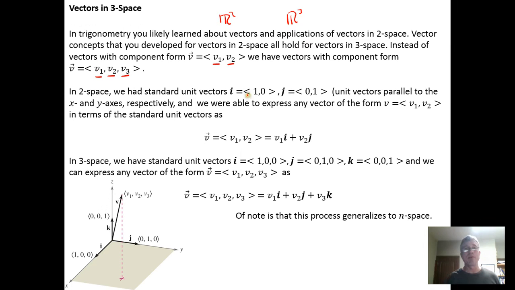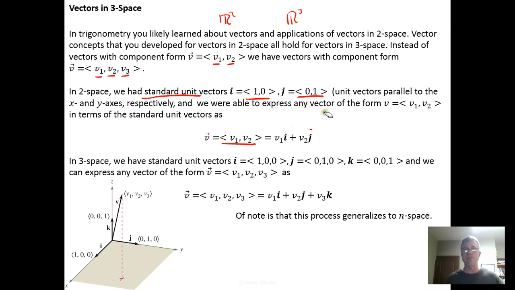In two-dimensional space, we had our standard unit vectors, i and j, where i was equal to (1, 0) and j was equal to (0, 1). What we saw in the previous homework is that with the standard unit vectors i and j, we could write any vector as a linear combination: the v sub 1 component times i plus the v sub 2 component times j, which is equivalent to the vector v that we started with.